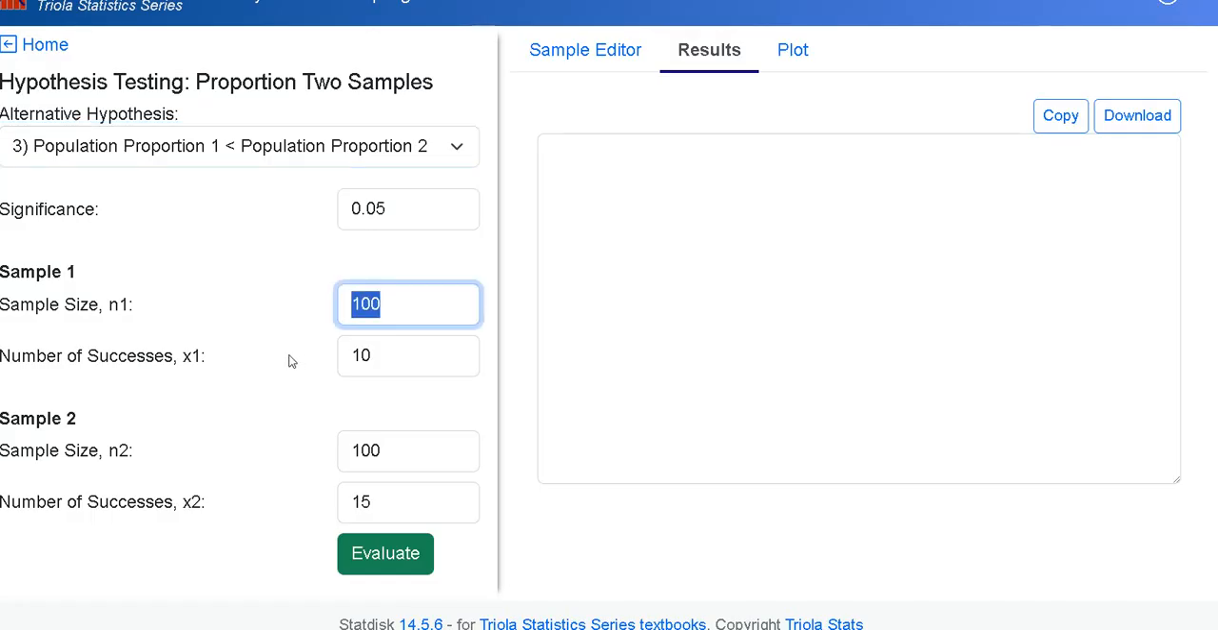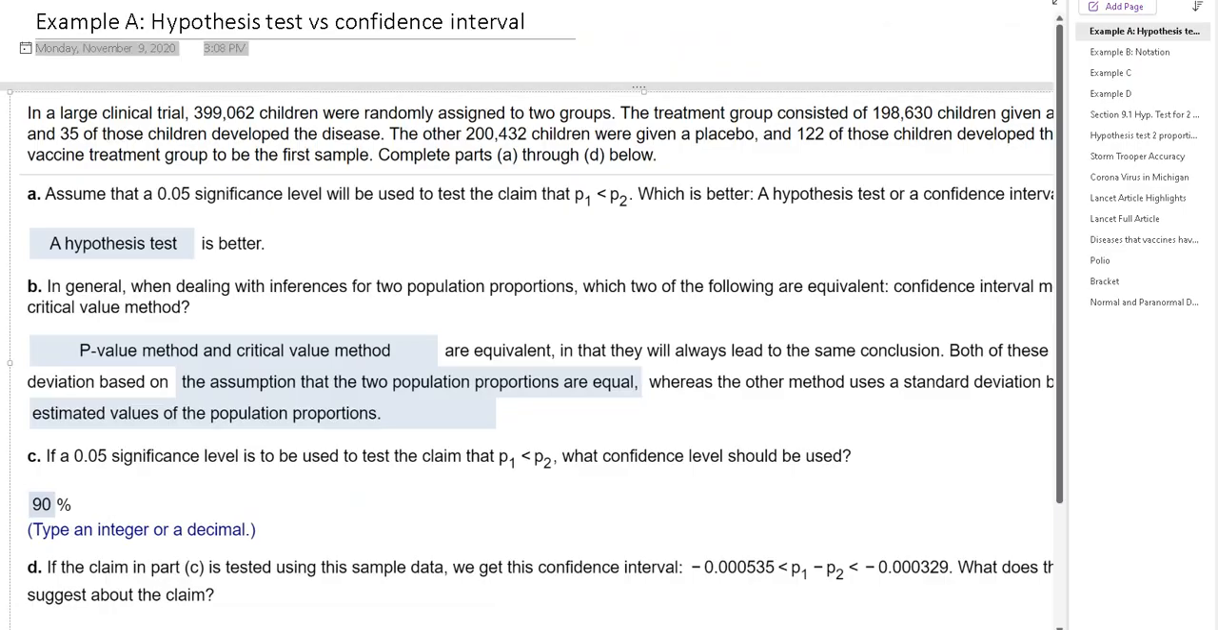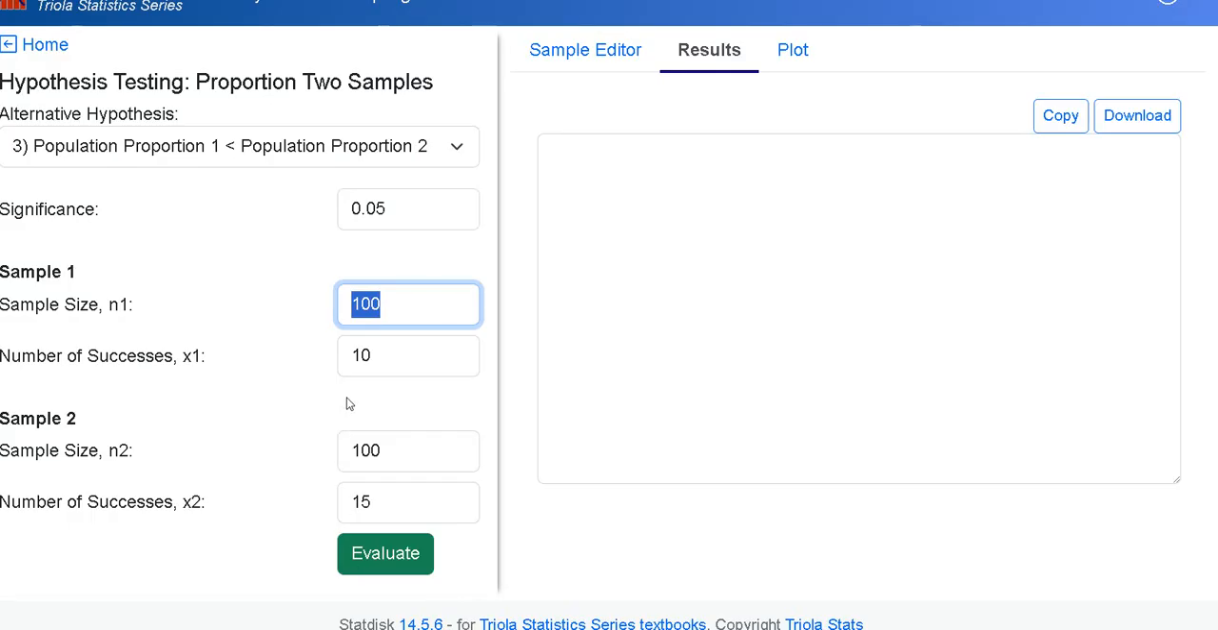So let's go back and enter that population data. It was 198,630, and of those, 35 children came down with polio. Our other group was 200,432, and of those, 122. Okay, good. I think that's it. We've got our alternative hypothesis set up in the right direction, so, bam.